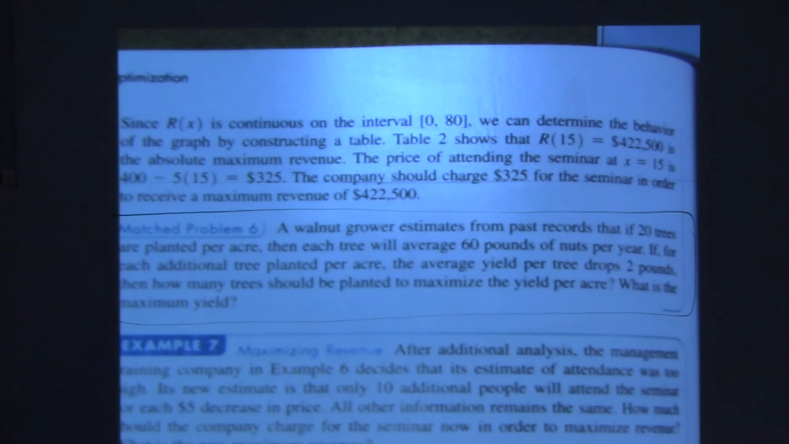Let's just read through it. A walnut grower estimates from past records that if 20 trees are planted per acre, then each tree will average 60 pounds of nuts per year. If for each additional tree planted per acre, the average yield per tree drops 2 pounds, how many trees should be planted to maximize yield per acre?